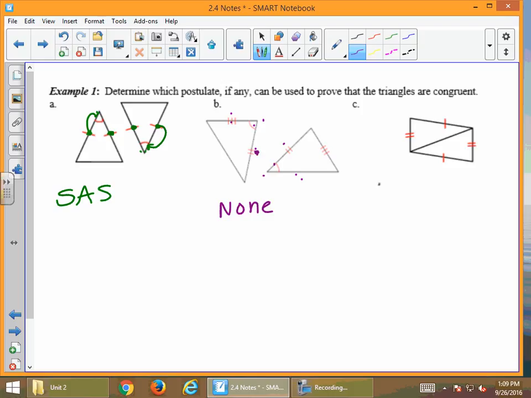Questions over that? Order matters. Some of you may even look at it and say, well, that's got 2 tick marks, 3 tick marks, and an arc. The other one does too, but it's not in the same location, not in the same order. They have to be identical in order to be congruent.